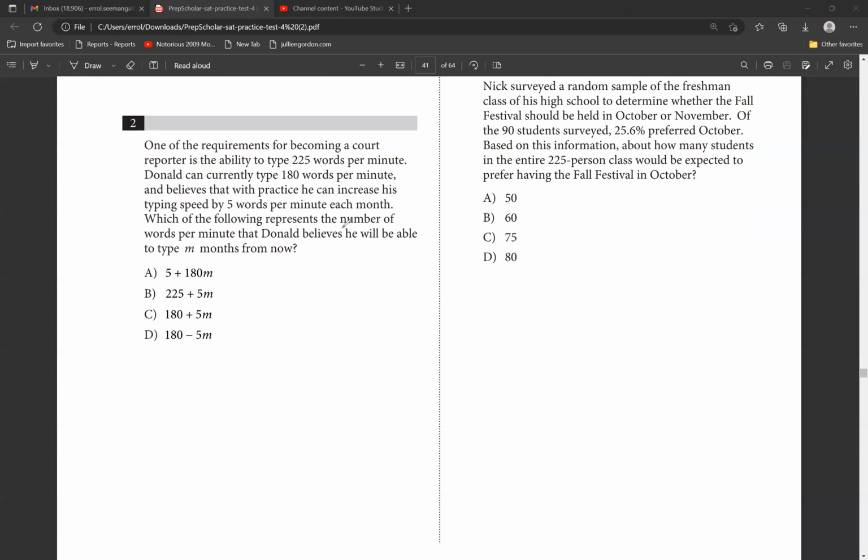Which of the following represents the number of words per minute that Donald believes he will be able to type m months from now? Would it be C? Yes. 180 is what he's currently doing, plus 5 times the number of months. Words per minute Donald believes he will be able to. Yes. All right, that one's good. 3.